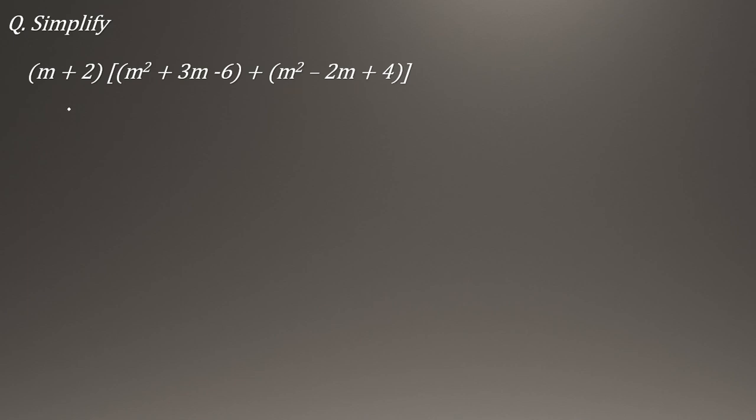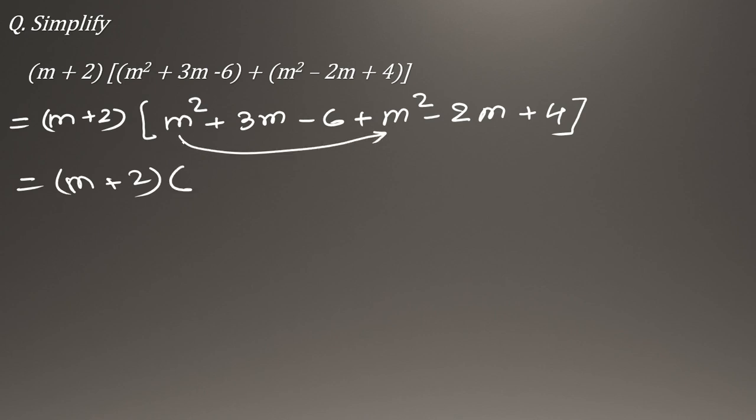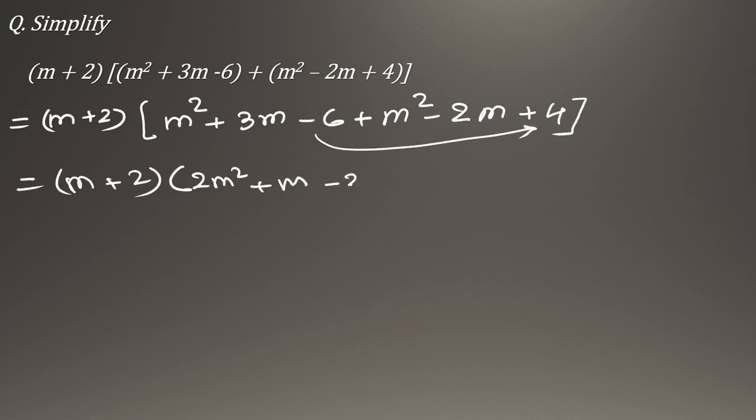Okay, now let's talk about this. It will be m plus 2 as it is, then inside the bracket, just expand the brackets so that we can simplify this. First bracket I am writing as it is, and second also, because in between we have plus, so no change. Without brackets you just write it. Now calculate the like terms. Here m square plus m square will become 2m square. Now consider m: plus 3m minus 2m, so it will be plus m. Now consider the constant term: minus 6 plus 4 will be minus 2.